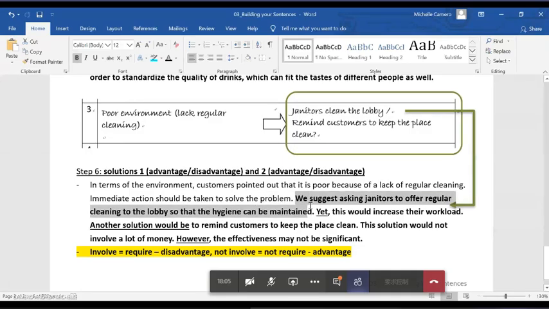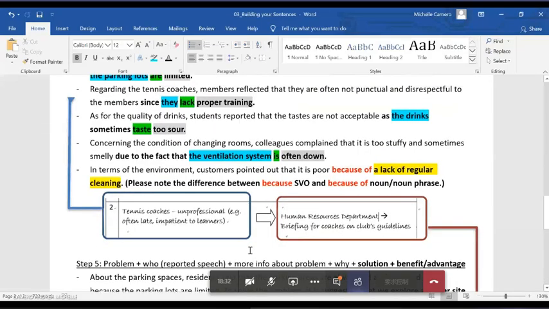That's the advantage. Yet, so here comes the disadvantage: this would increase their workload. Okay, great. Another solution would be, so now they're going to introduce solution 2: remind customers to keep the place clean. That's solution 2. This solution would not involve a lot of money. That's the advantage. However, the effectiveness may not be significant. That's the disadvantage. Okay, so these are the different steps you can follow.